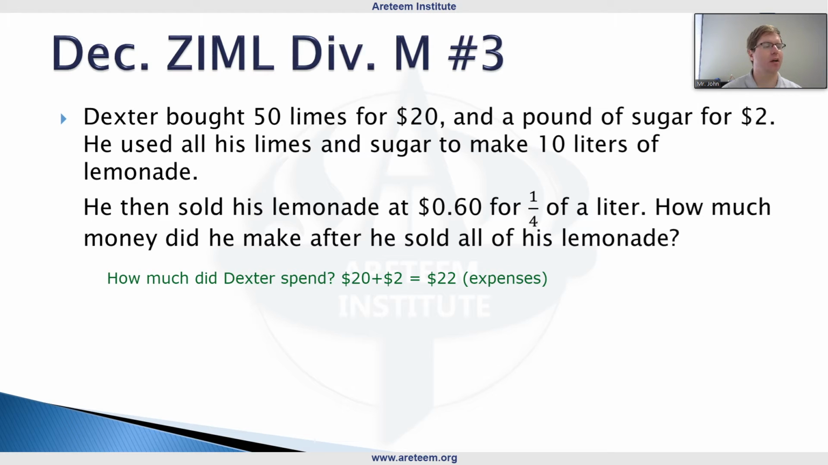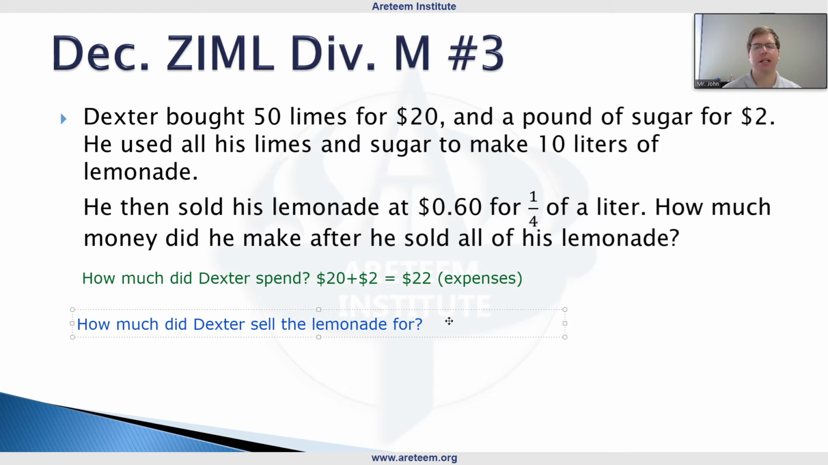And then we want to talk about the money he made. So how much did Dexter sell the lemonade for? How do we do this calculation? Do we care about the actual recipe? We can argue about limes and lemons, but do we care about what he did? No. We only care about the 10 liters. We know he made 10 liters of the drink. That is the only portion that we really care about in that case.